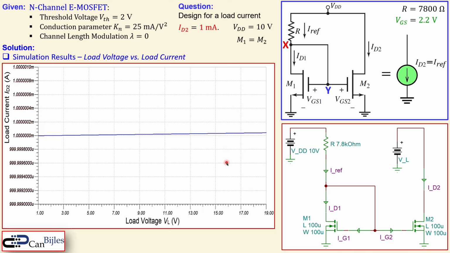Alright, this is our example number 1 about the MOSFET current mirror using simple 2 transistors. We have seen that the calculations really match our simulations, and we also have discussed the load voltage versus load current.